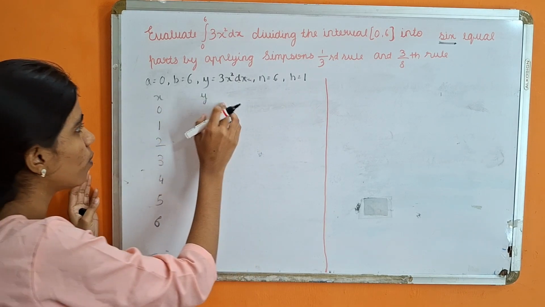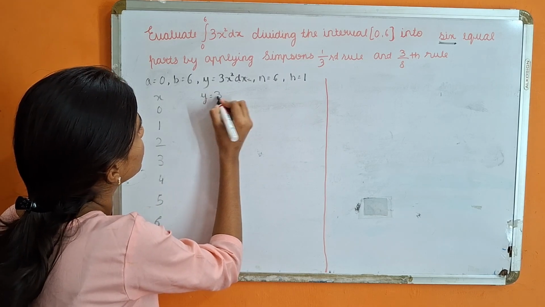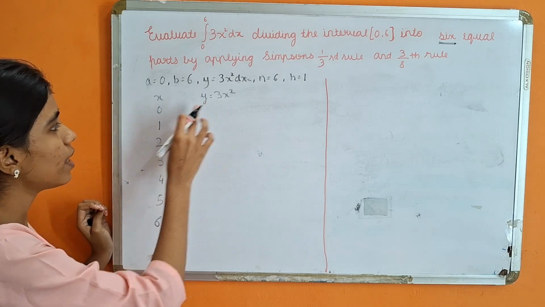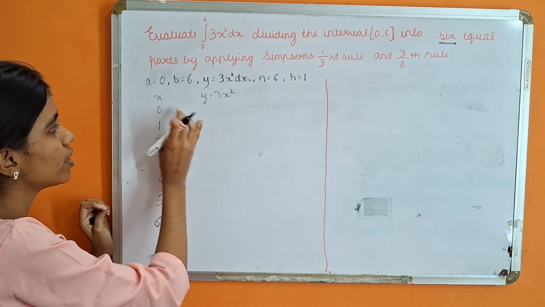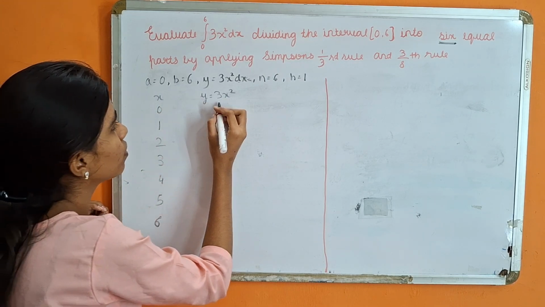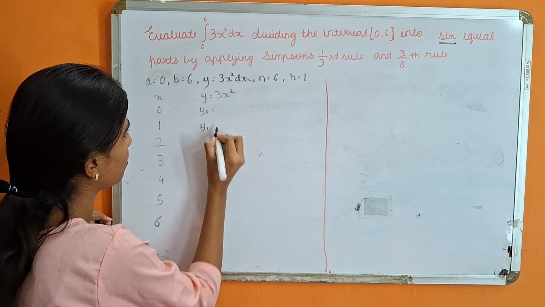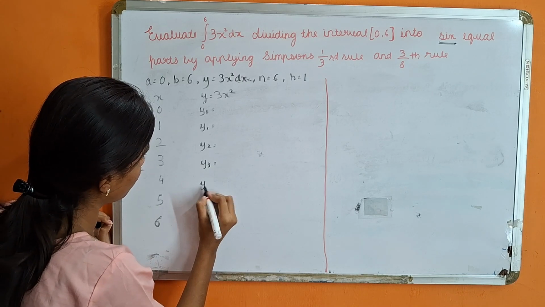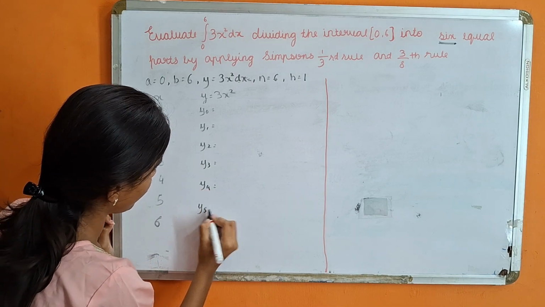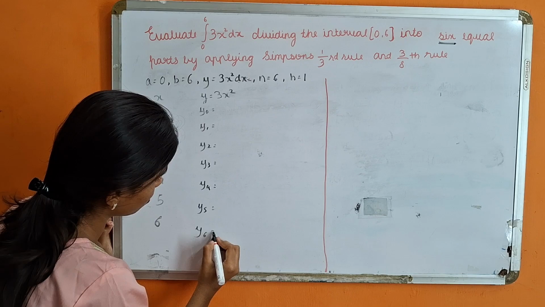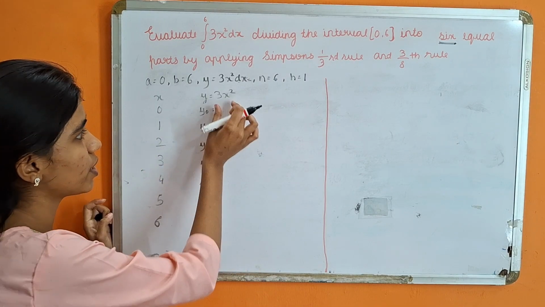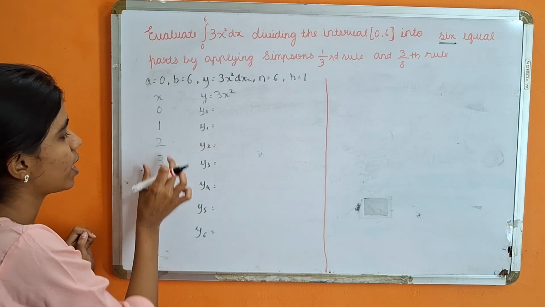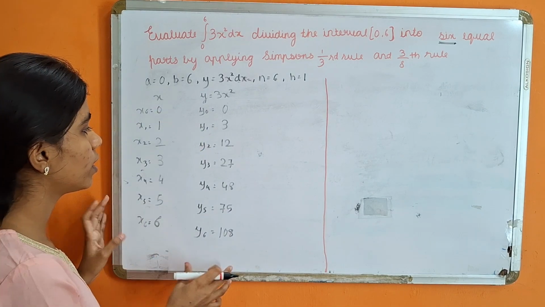Now how are you going to find y? Your y is 3x square. You have to put this equation into your calculator and solve. When you put the x value as 0, then you get the answer y0. Then you get your y1, y2, y3, y4, y5 and y6. So let's get the values by putting this equation into the calculator and putting the x values. Okay, so I have got these values.